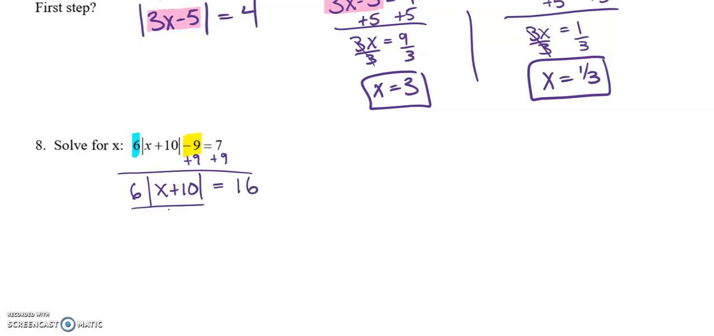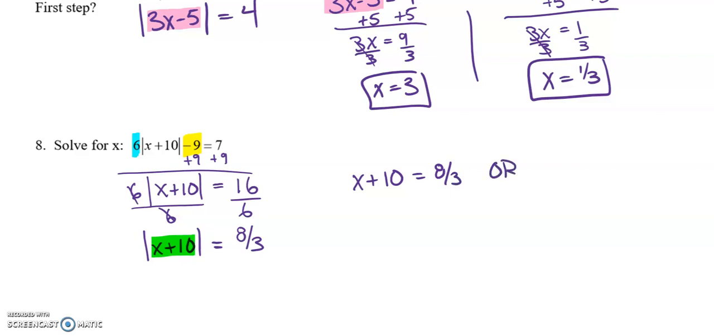Then we have to get rid of the 6. Divide. We get the absolute value of x plus 10 equals 16 divided by 6. We can reduce that by 2. That's 8/3. Now what's inside the absolute value bars, we can set equal to the 8/3. Or what's inside those absolute value bars, we can set equal to negative 8/3. Again, notice the x plus 10, the part inside the absolute value bars, does not change.